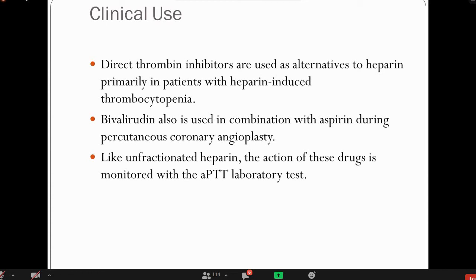Bivalirudin also is used in combination with aspirin during percutaneous coronary angioplasty. Like unfractionated heparin, the action of these drugs is monitored with the APTT laboratory test. Now you will realize that the key point I have already told you: any drug that inhibits the activity of thrombin, we can check the activity of that drug by performing which laboratory test? APTT.